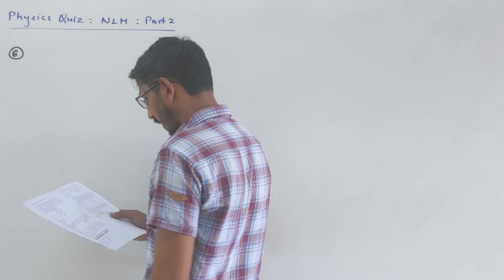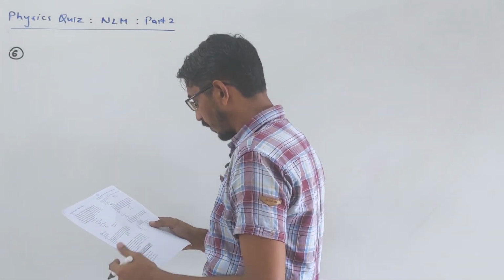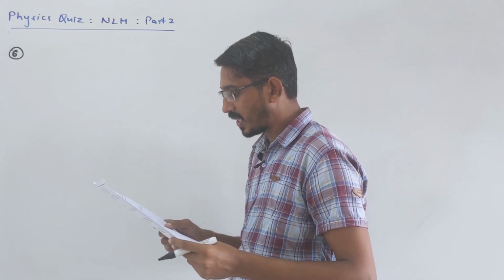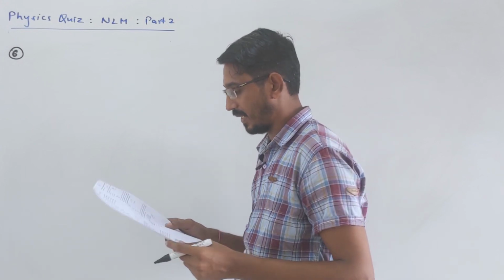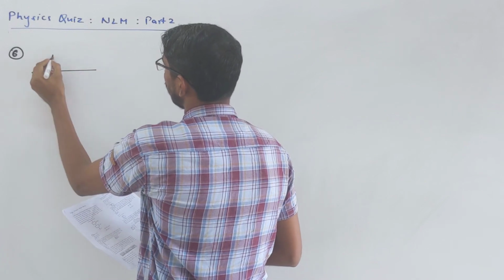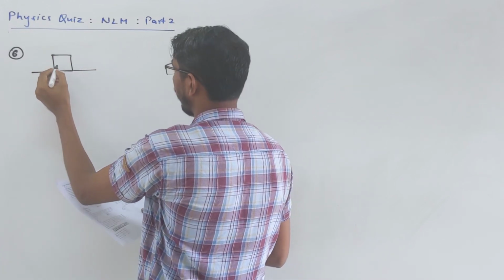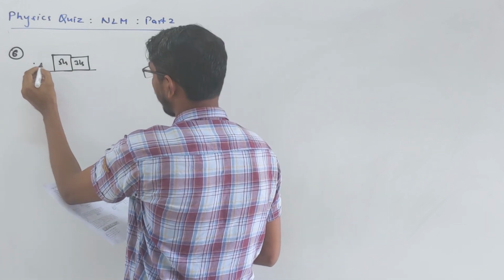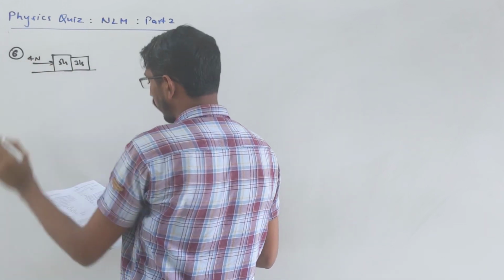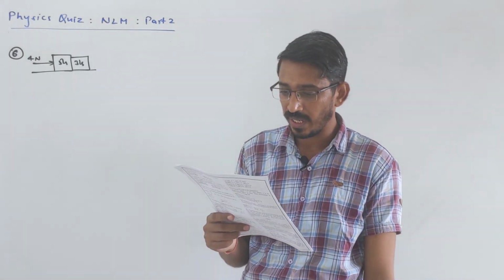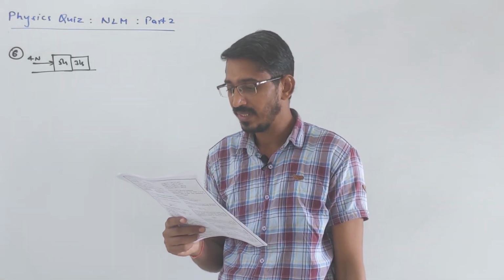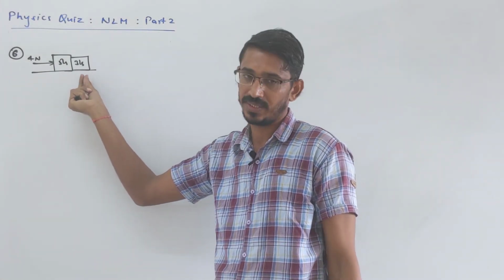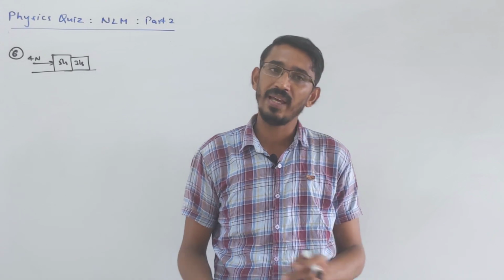Problem number 6 says two blocks, 5 kg and 3 kg, are placed and a 4 Newton force is applied. What is the force exerted on mass 3 kg? Very simple problem. This block is 5 kg and another block is 3 kg. Force is applied here, which is 4 Newton. They are asking the total force on the 3 kg block. Total force means always ma, right?